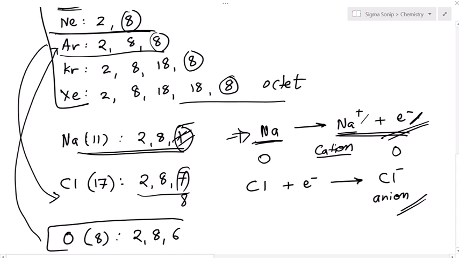So the easiest thing for oxygen to do is to acquire 2 electrons, and when it acquires 2 electrons, its electron configuration becomes similar to argon, which is 2, 8, 8. So the equation we need to write is: you have oxygen, then 2 electrons, and that converts oxygen into an oxygen ion with 2 negative charges.